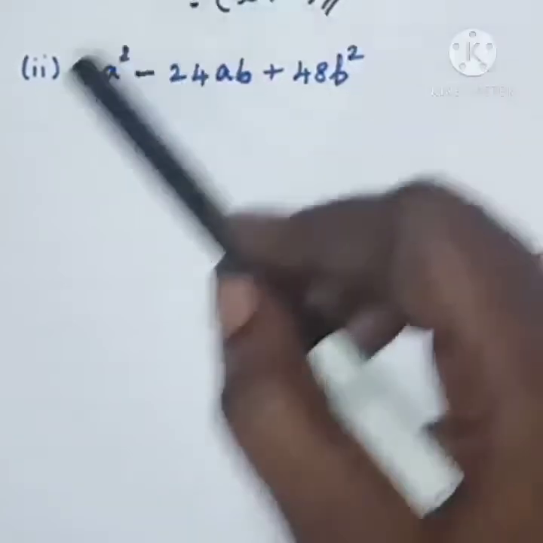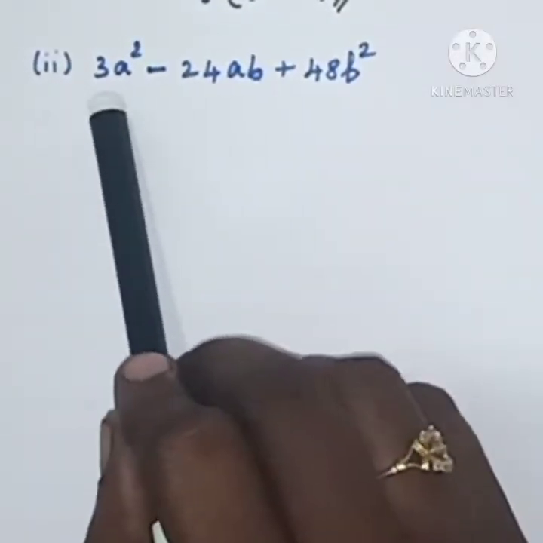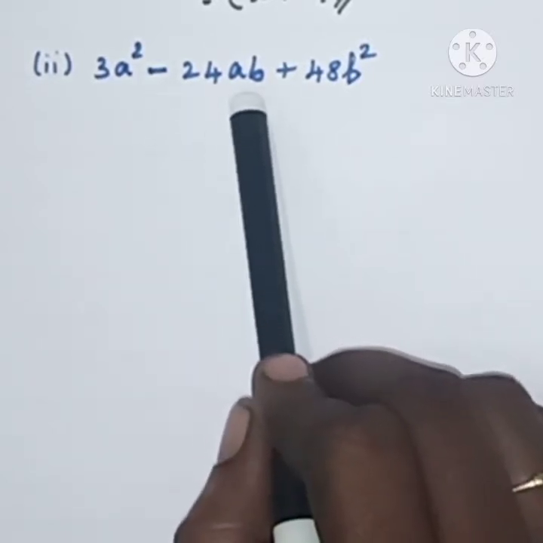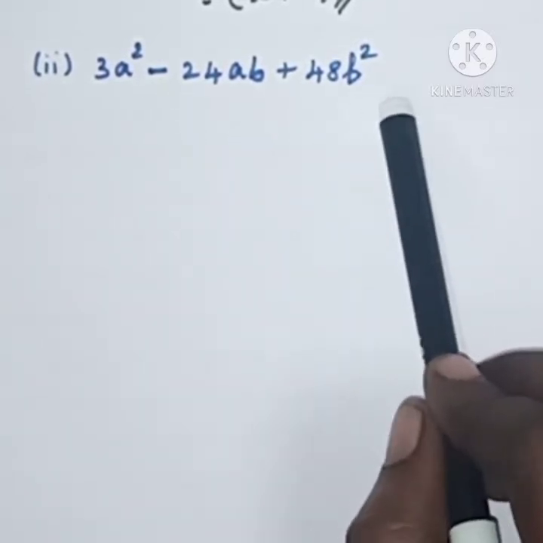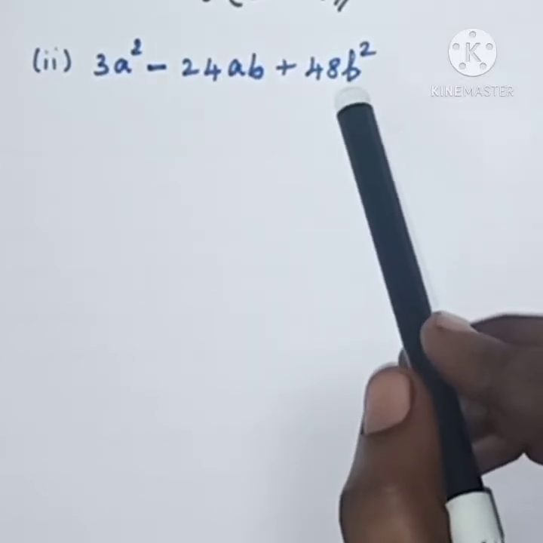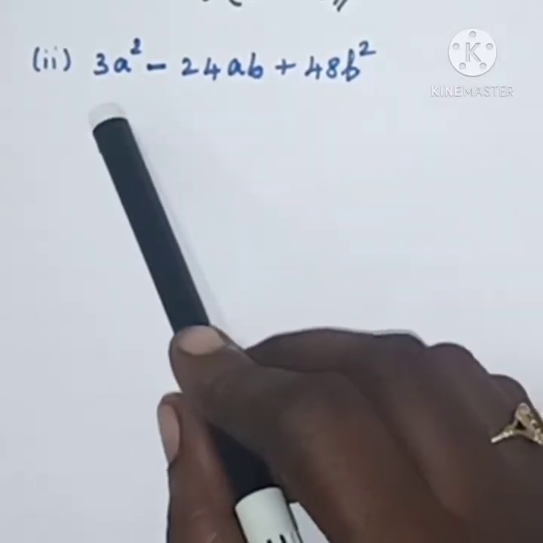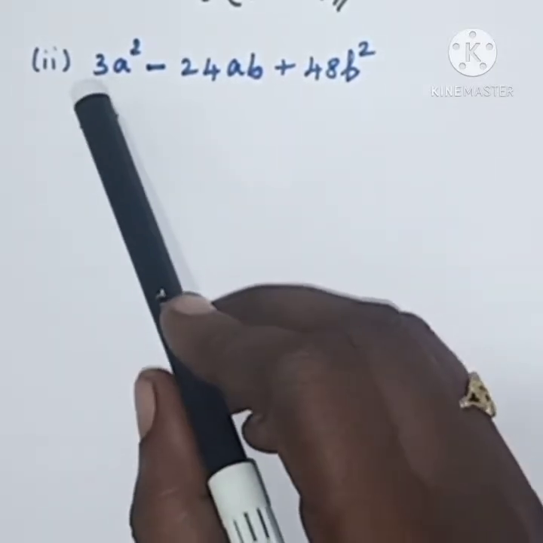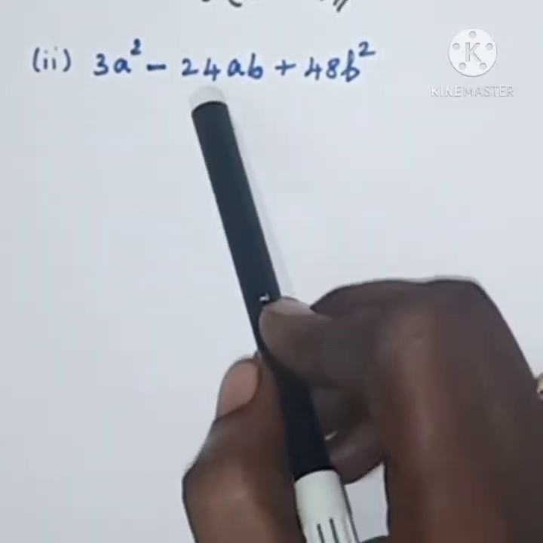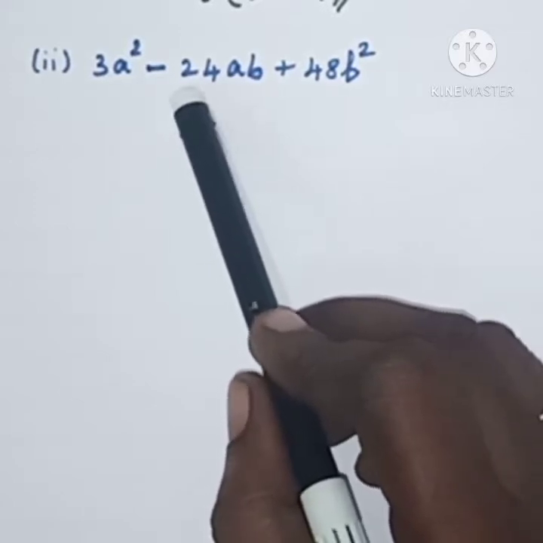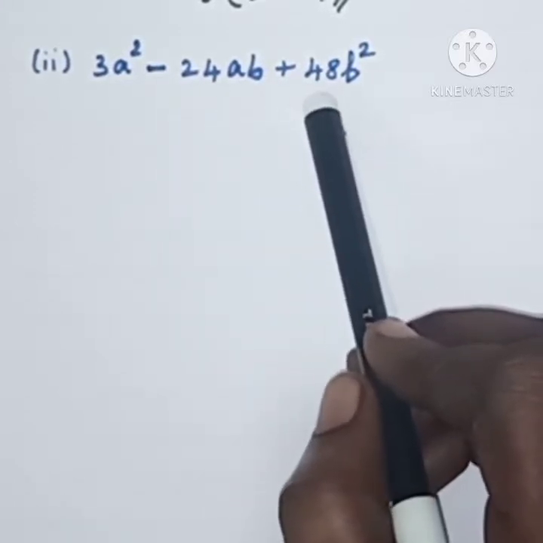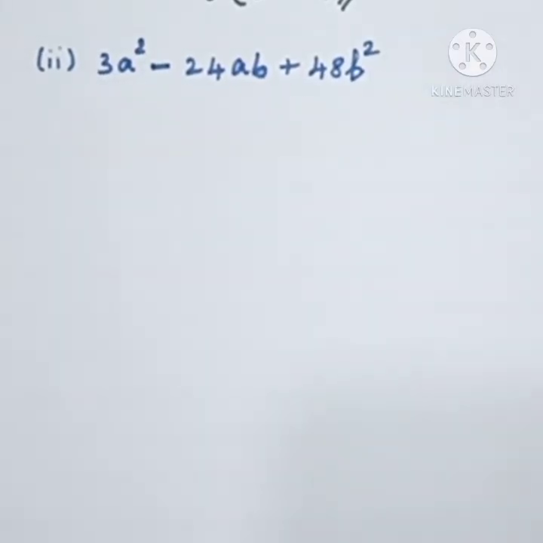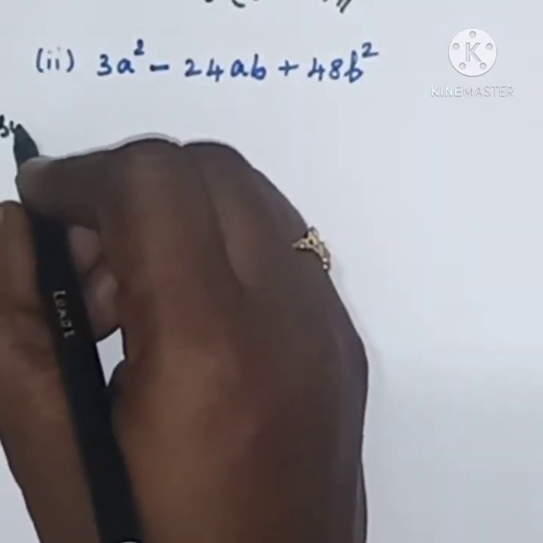Exercise 3.5, second sum, second subdivision: 3a square minus 24ab plus 48b square. How many terms do we have in this expression? There are 3 terms. What are the terms? 3a square is the first term, the second term is 24ab, and the third term is 48b square. Okay, now the solution.